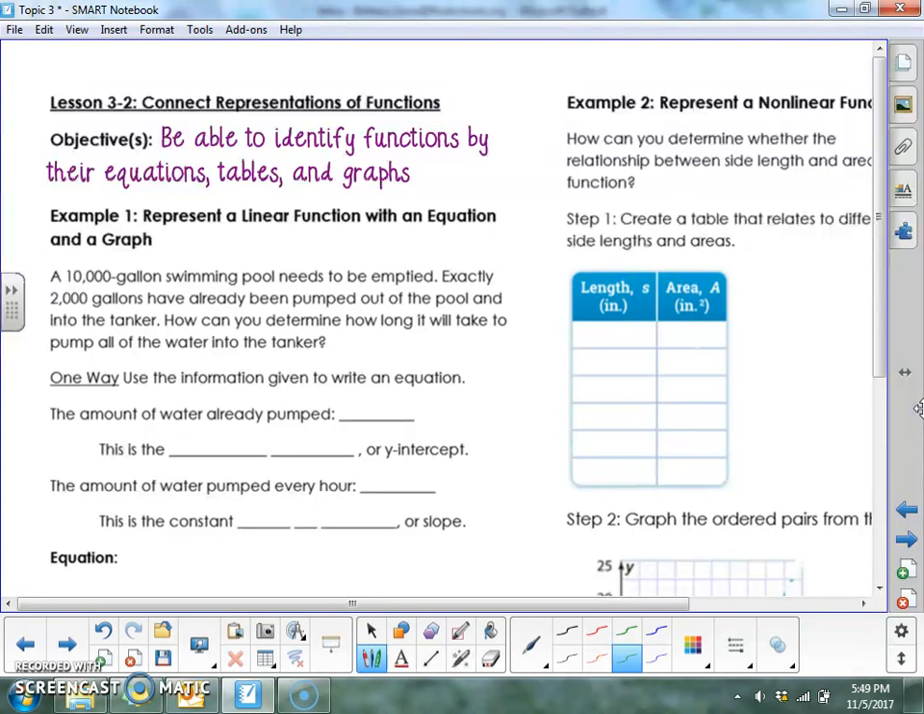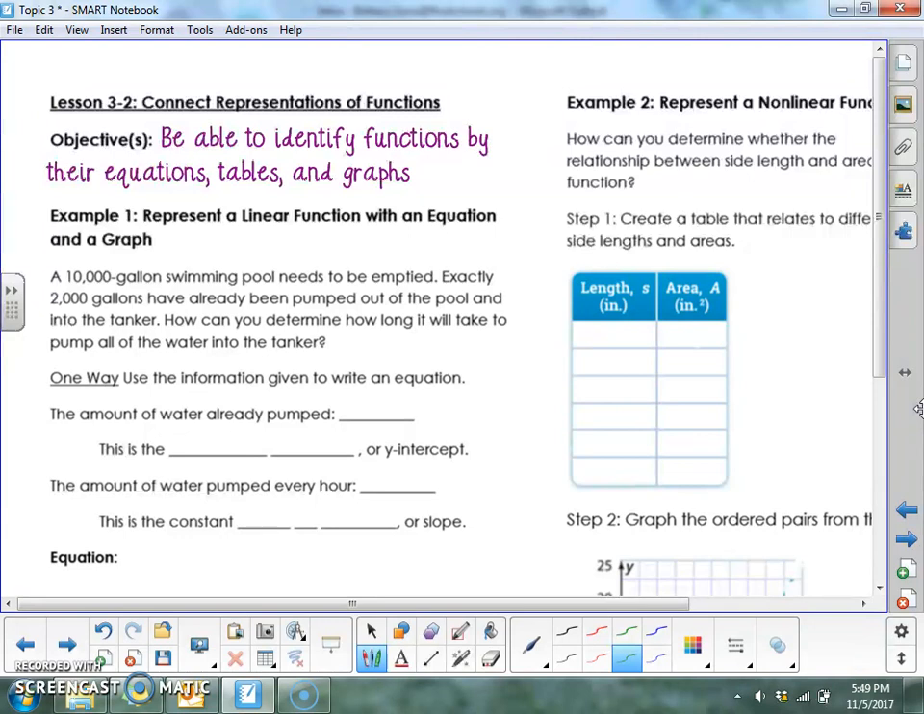So for example 1, represent a linear function with an equation and a graph. A 10,000 gallon swimming pool needs to be emptied. Exactly 2,000 gallons have already been pumped out of the pool and into the tanker. How can you determine how long it will take to pump out all of the water into the tanker? So one way is to use the information given to write an equation.